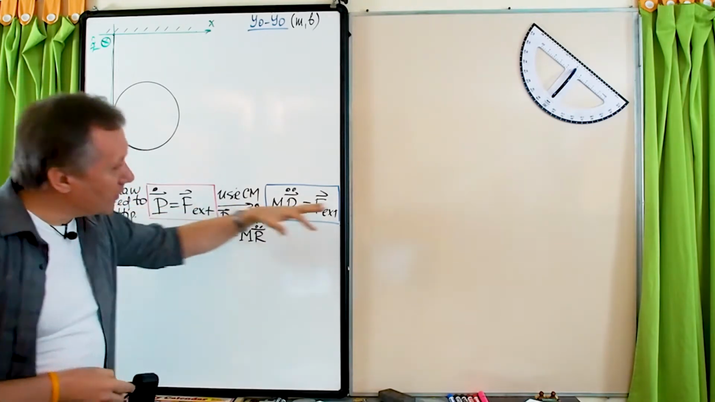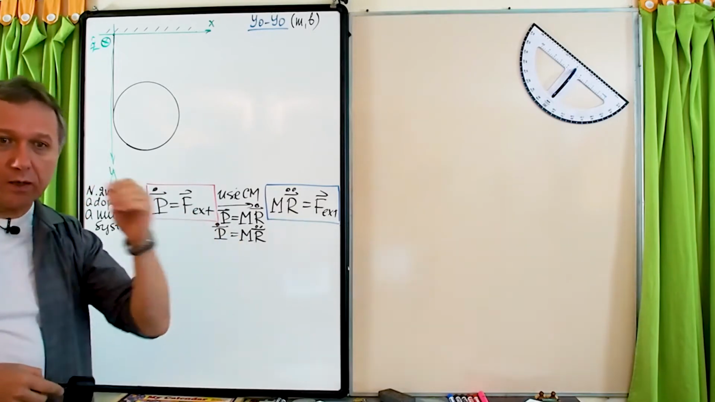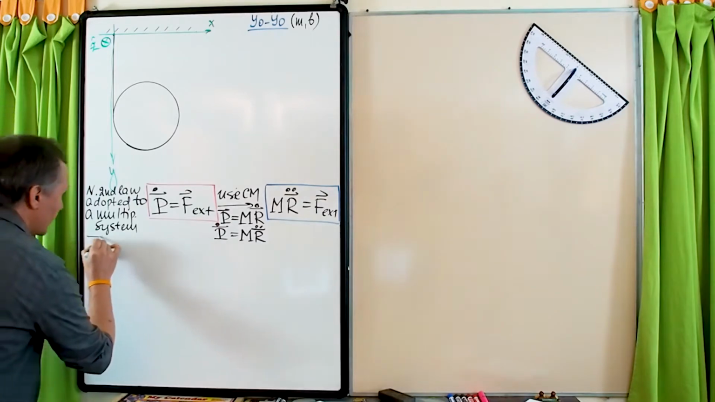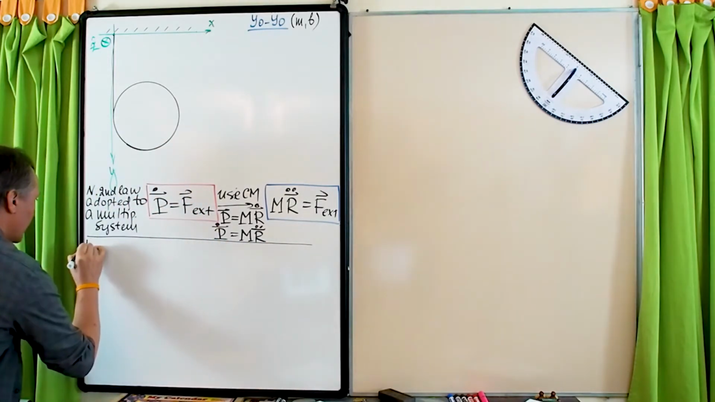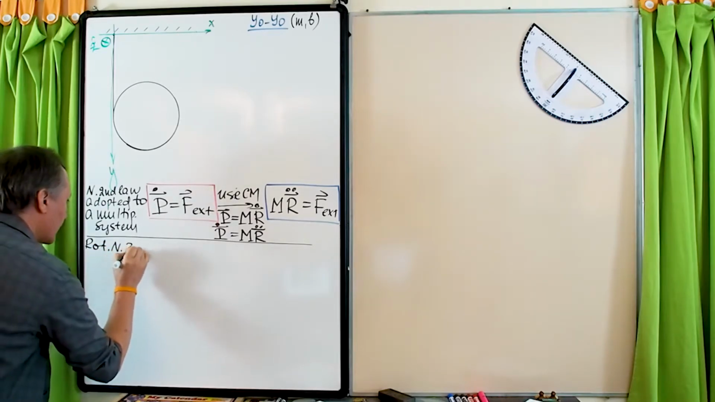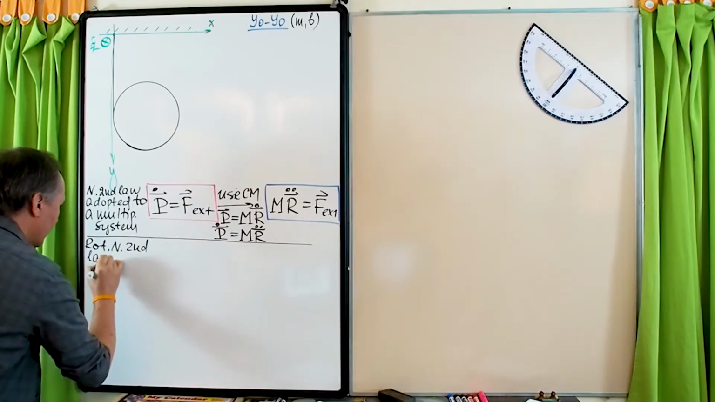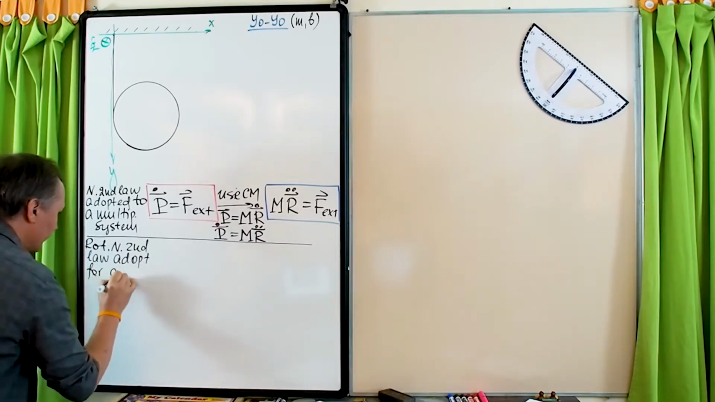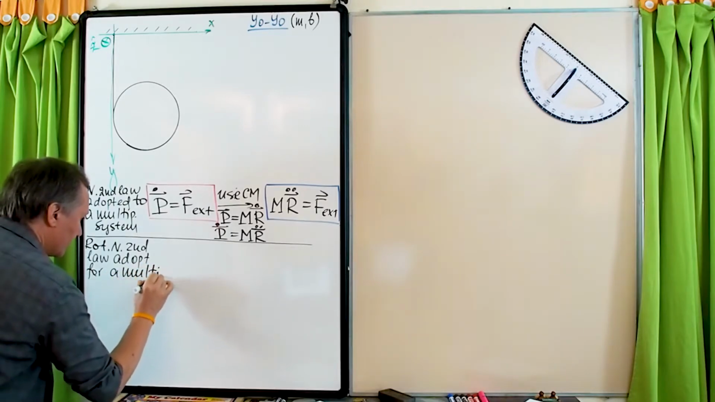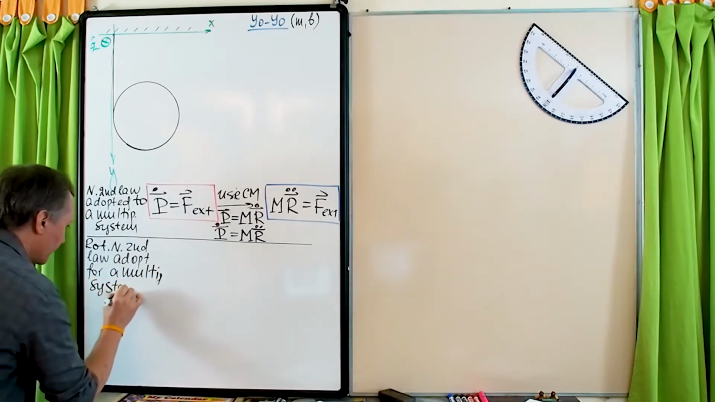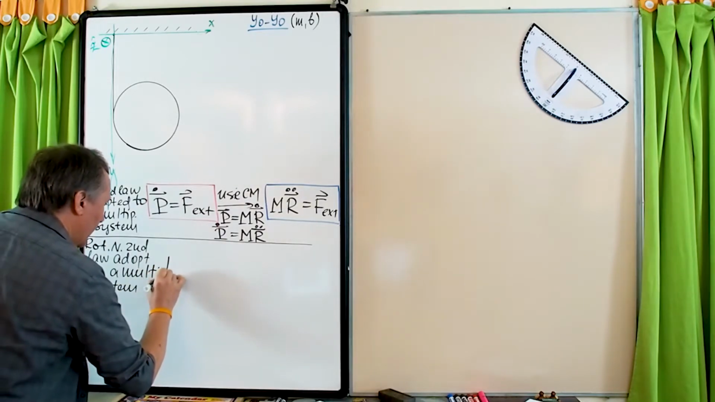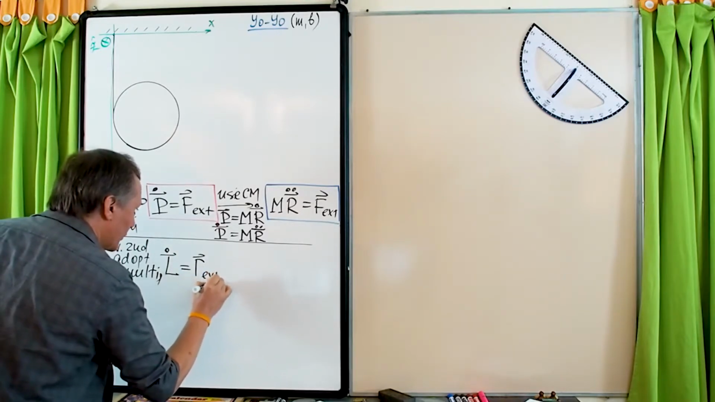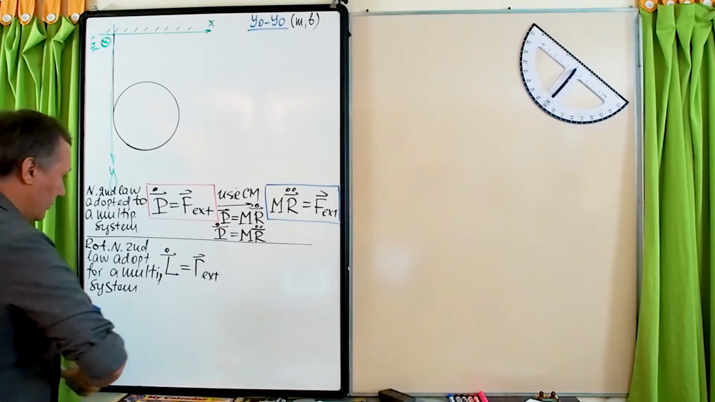And now let me write something like this, but for the rotational Newton's second law. First we adopted the rotational Newton's second law again for a multi-particle system, and we ended up with the rate of change of the total angular momentum equals the net external torque acting on this system.